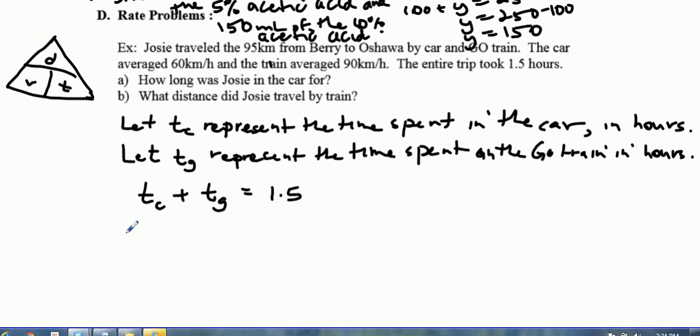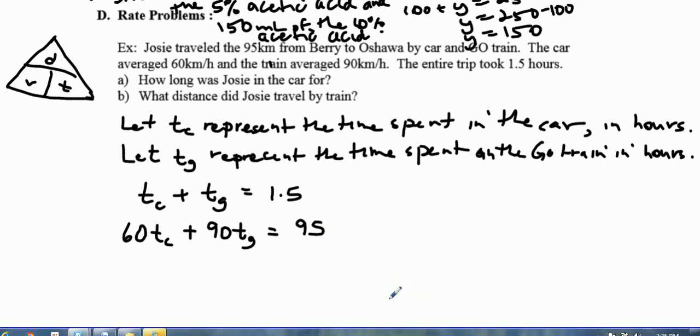So I could say 60. That's how fast we went in the car, times the time that it takes to go in the car. Okay, so that's the speed times the time, this whole thing represents the distance that the car went. And the distance that the GO train went is going to be represented by the velocity of the GO train times the time on the GO train, which is going to be 90 times TG. And the total distance then is 95 kilometers.